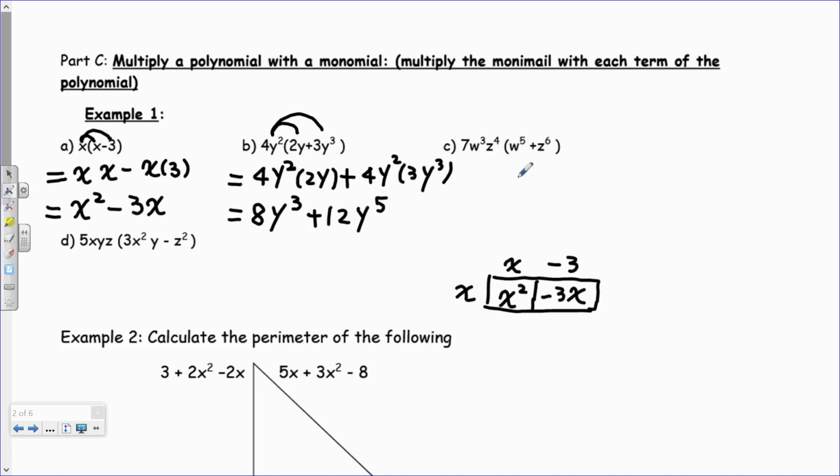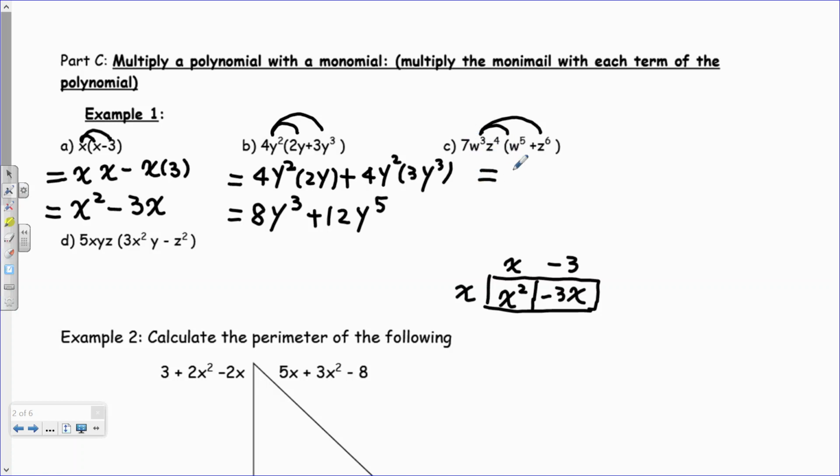Then it's done. So now you could pause this video and try questions C and D by yourself. Once you are done, continue this video and check your answer. Now I will continue. This times each term in this bracket, and now you don't need to write the middle step each time. If you can do it directly, you will save some space.